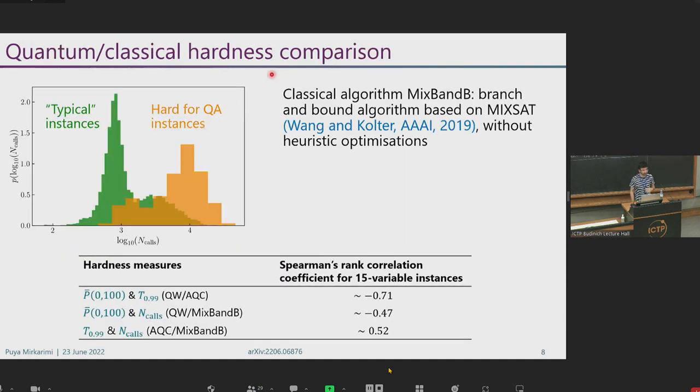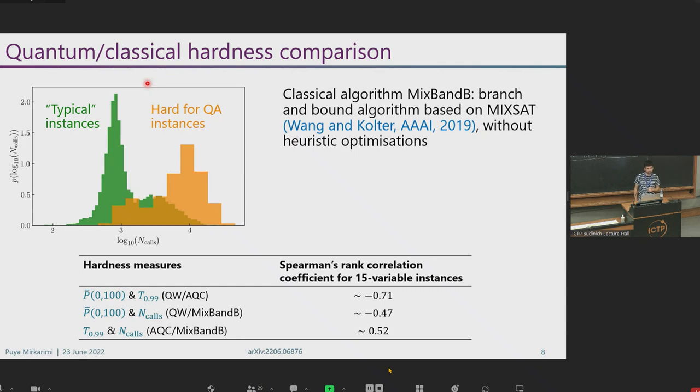To make a comparison with classical algorithms, we've counted the number of times a classical algorithm called MixBnB accesses the problem specification. We call this the number of calls, or n calls. And in this histogram, we show the approximate probability density of the logarithm of the number of calls for the typical instances in green and the instances that are hard for quantum annealing in orange.